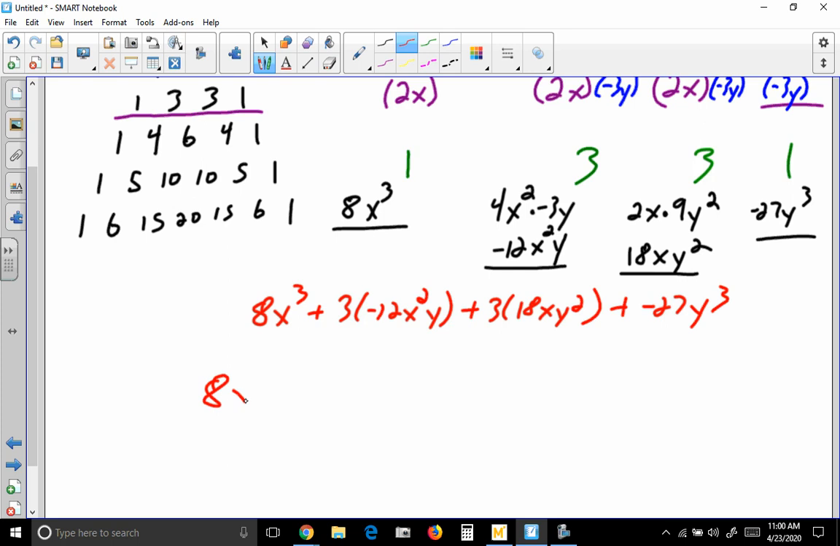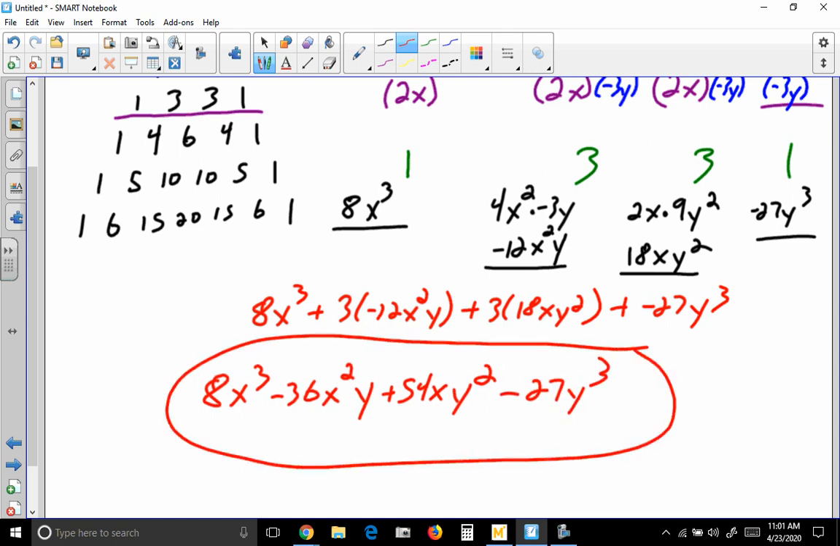So that'd be 8x cubed. 3 times negative 12 is negative 36x squared y. 3 times 18 is 54xy squared, and minus 27y cubed. So that's all we do.